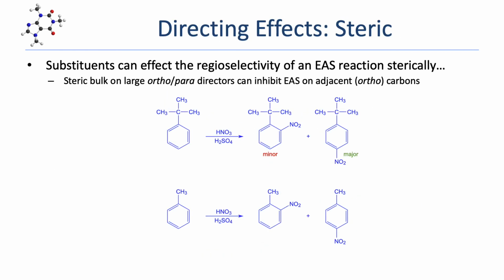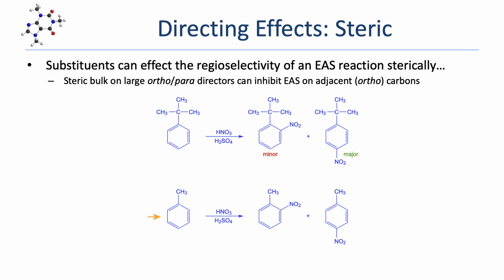Substituents on a benzene ring can also affect the regioselectivity of an EAS reaction due to sterics. Specifically, large, bulky ortho-para-directors can inhibit an EAS reaction on the adjacent ortho carbons. So here I show 2 contrasting examples, each with a single ortho-para-directing alkyl group. In the first example, the steric bulk of that large group effectively blocks the ortho positions, forcing the reaction to occur mostly at the para position.